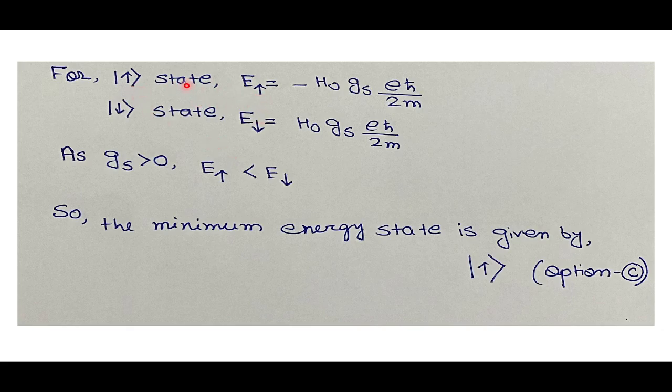For the up state, you put sz equals plus h cut by 2, and you get this energy: minus h naught gs e h cut by 2m. For the down state, you put minus h cut by 2 and you get this value. The importance of gs being greater than 0 is that it determines which state has the maximum energy, not in magnitude but with sign. Here the up spin state has the negative energy because gs is greater than 0, so it is the minimum energy state.